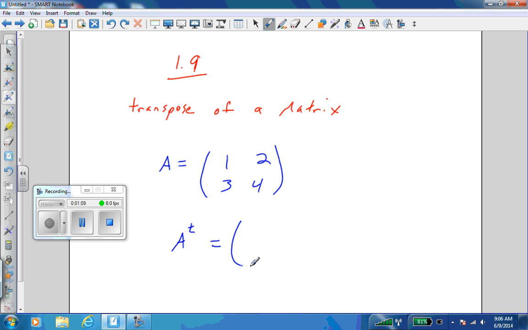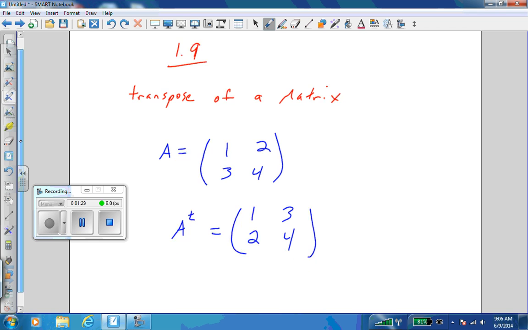So the transpose of A, we take the first row and we write that as the first column. So 1, 2 becomes 1, 2. The second row becomes the second column. So 3, 4 becomes 3, 4. So this is the transpose of A.